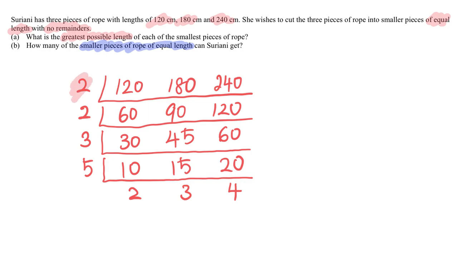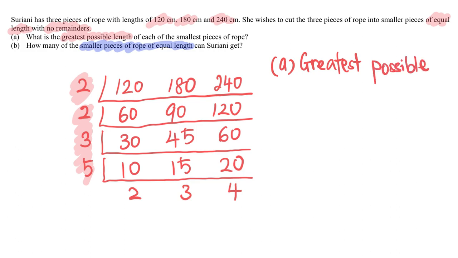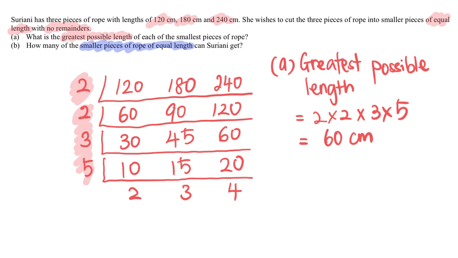So the greatest possible length in this case will be 2 times 2 times 3 times 5, and that will give me 60 cm. And if you look carefully at this successive division method, when I divide by 60, for 120 I get 2, 180 I get 3, 240 I get 4.